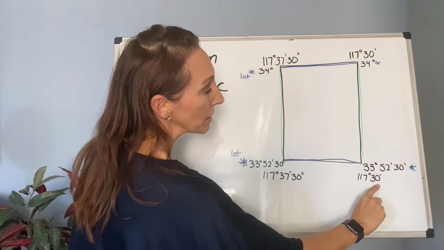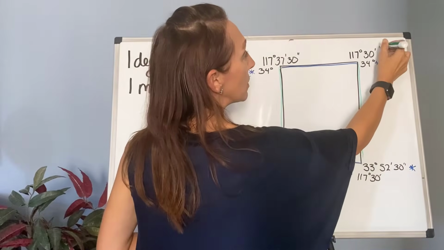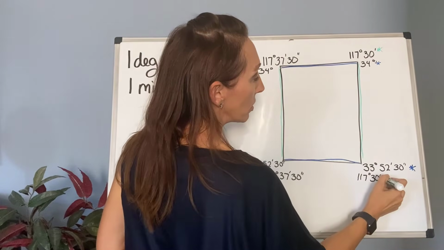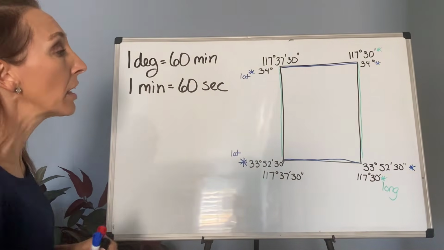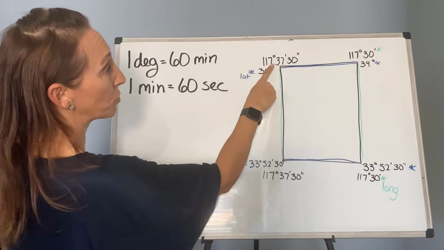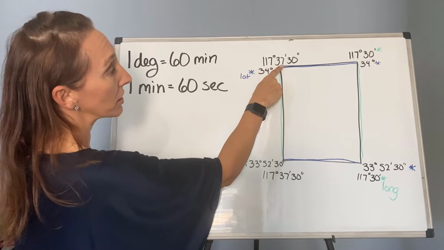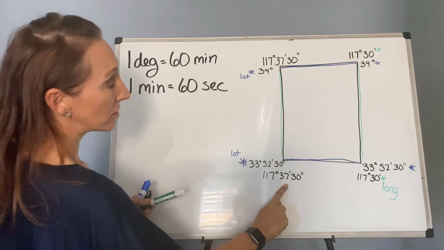So 117 30 away from that, and so this has to be my longitude. So I'll write "long" down there as a little reminder. And as I come over to the left side of the map, I see this 117 degrees, 37 minutes, and 30 seconds, and it matches down here.